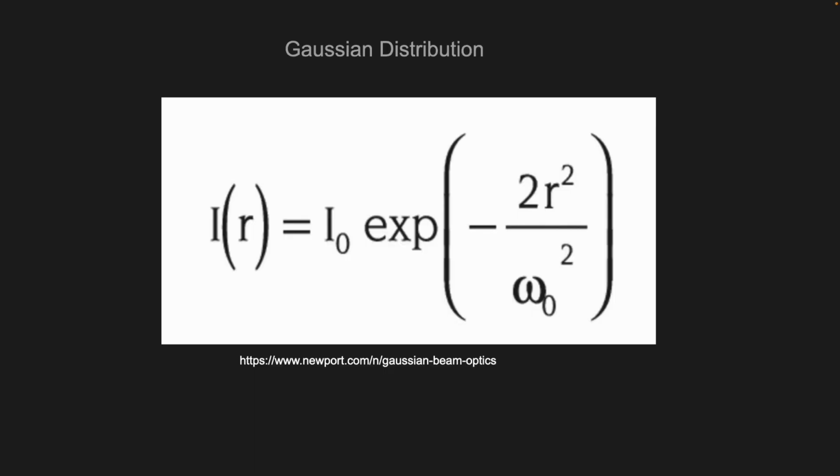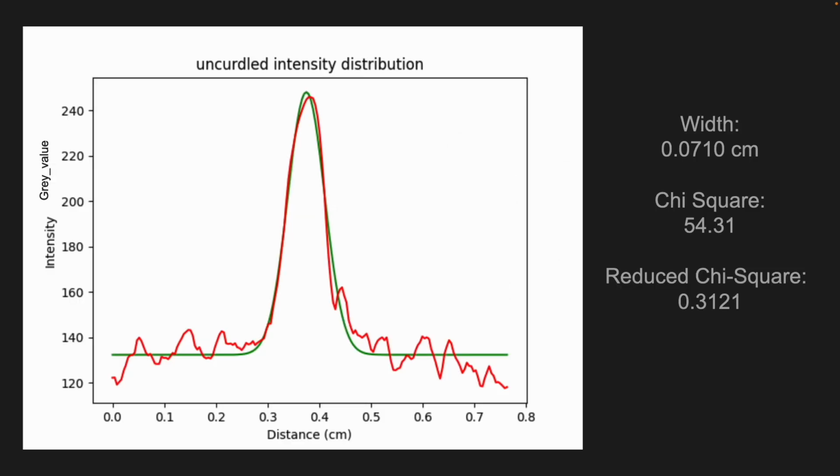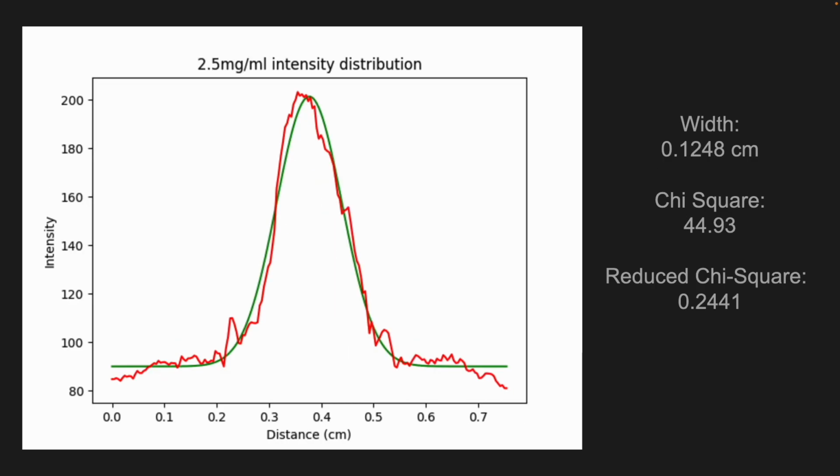To obtain the widths of the central maximum of the transforms, we fitted the intensity profiles to a Gaussian distribution. Here are the results for uncurdled milk, and you can see the width here. And here is curdled milk.